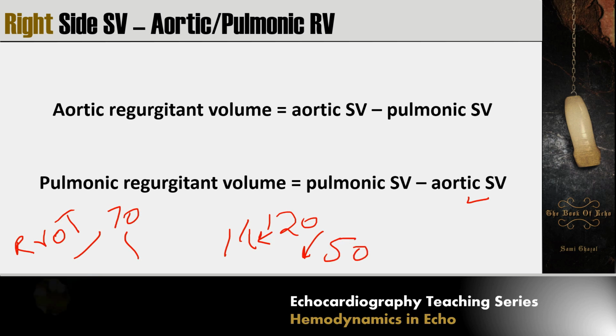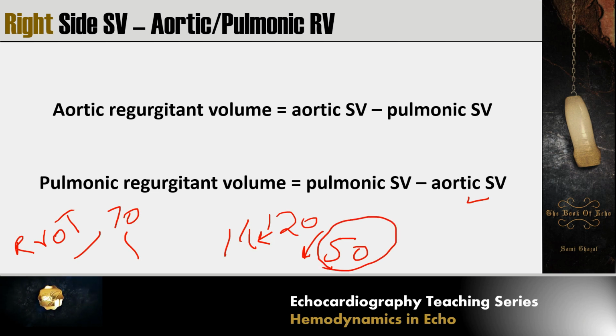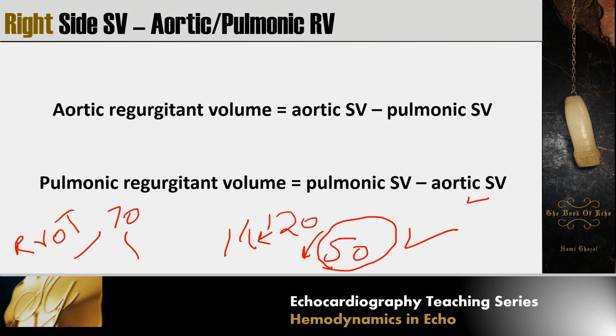So the regurgitant volume through the aortic valve is 50 ml. And now we can calculate this regurgitant volume of the aortic valve, and we estimate the severity of aortic valve regurgitation.